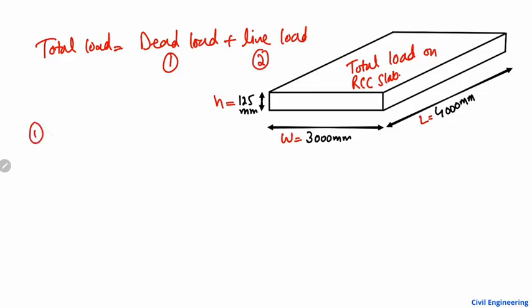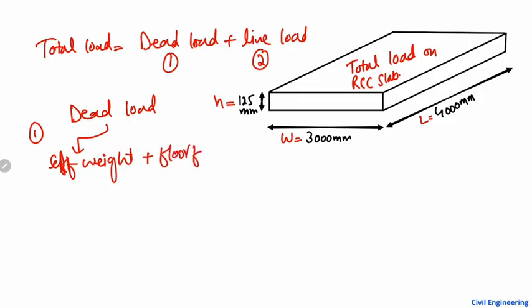Now the dead load is again divided into two parts. The dead load is the self weight of the slab, and plus the floor finish load. So I will show you how we can find out these things. So this is A and this is B. Now we are going to start first of all with the dead load and with the self weight.